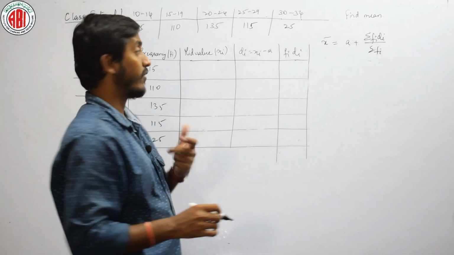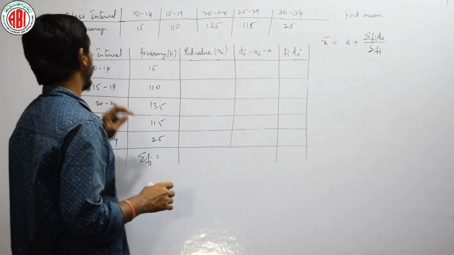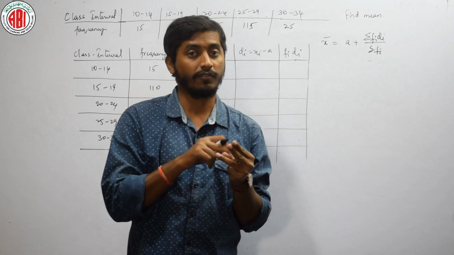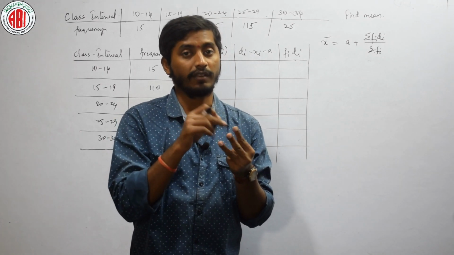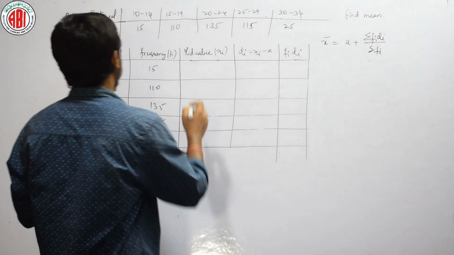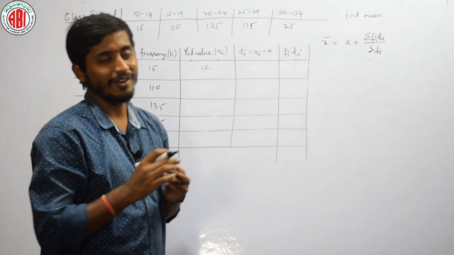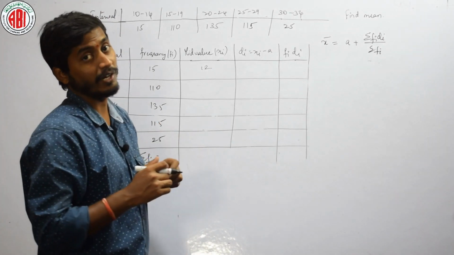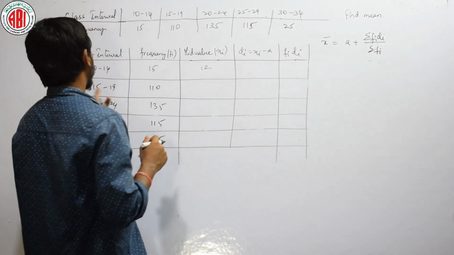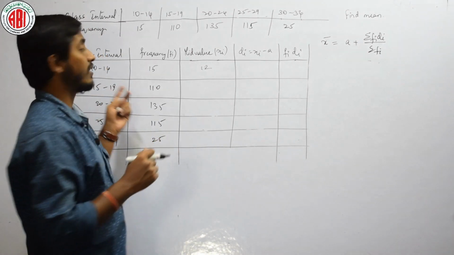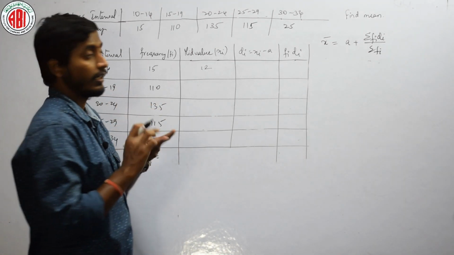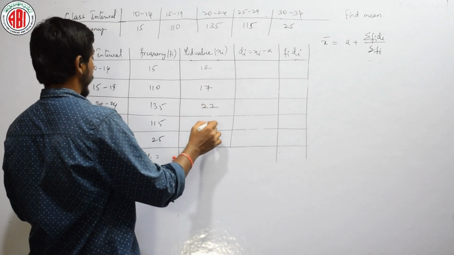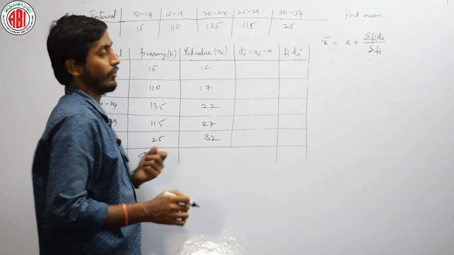What is the first thing we have to do? We have to find the mid value. What is the mid value of 10 to 14? Just count and see: 10, 11, 12, 13, after that 14. In between 11, 12, 13, which is in the middle? 12 is the mid value. That is the logical thinking we do, but actually it is 10 plus 14 is 24, 24 by 2 is 12. Here for 15 to 19, the mid value is 17. Then 22, 27, 32, right.